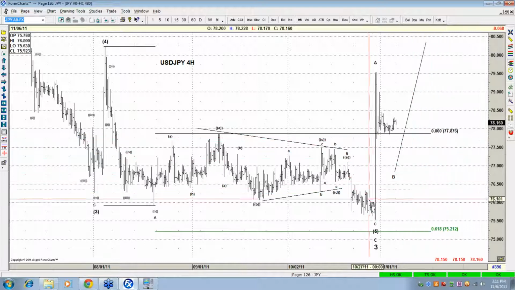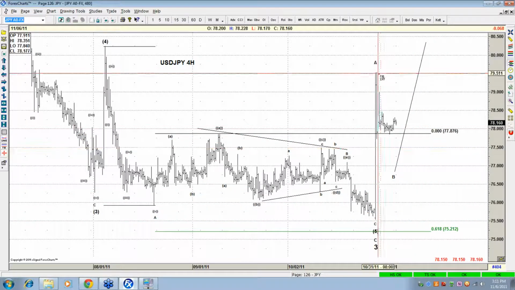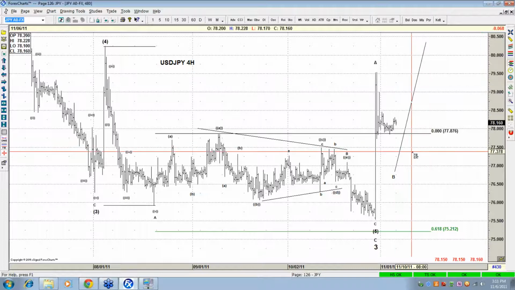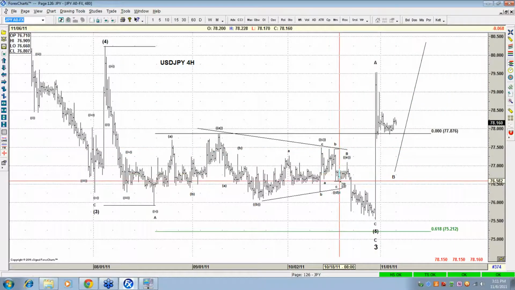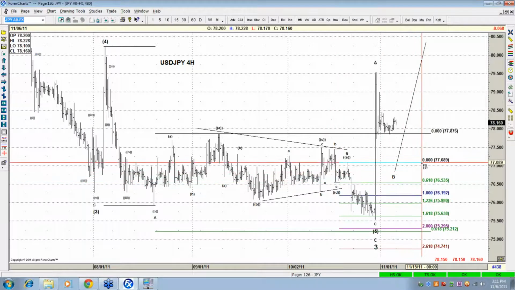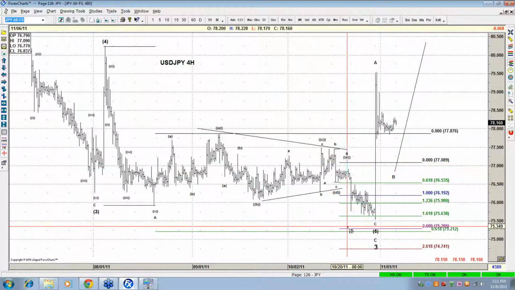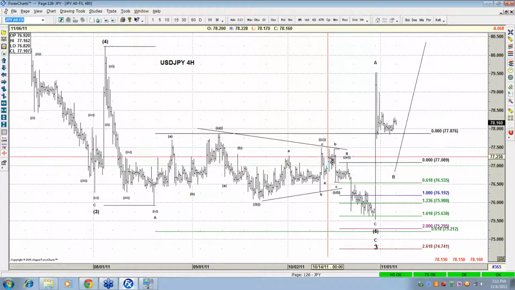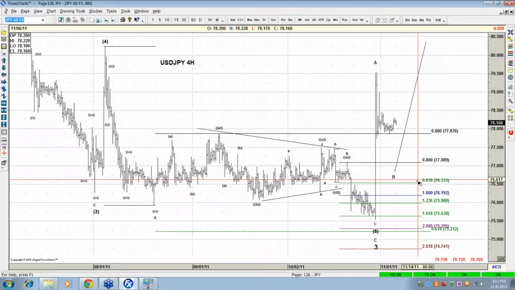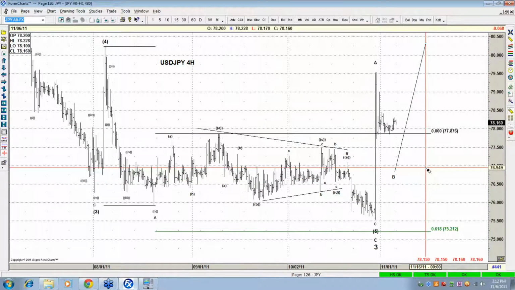Because look, that was the Japanese government buying, right? Let me show you something. It looks like they know Elliott Wave. They buy it at the 1.618 when C equals A. So maybe they know Elliott Wave right there.